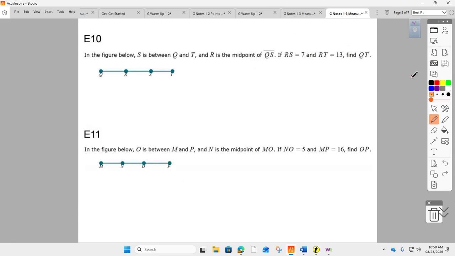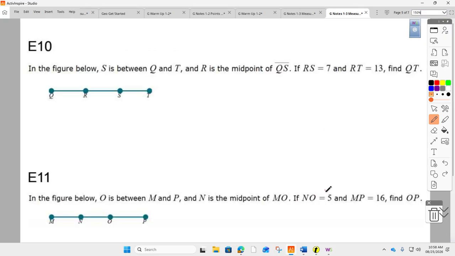In the figure below. So it's important on these kinds of things that we're marking our figures. They sound a lot more confusing than they are if you've not marked your figure with the given information. So, in this figure, S is between Q and T. We see that, right? Nothing to mark there. They don't tell us anything else, but we see that. It tells us that R is the midpoint of segment QS. So segment QS is here, and this is the midpoint of QS.